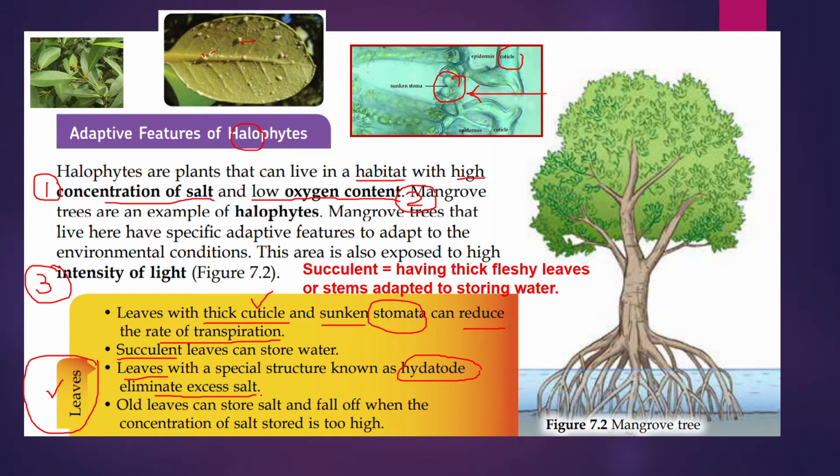terlampau banyak garam. Okay, meanwhile, the old leaves can store salt and fall off when the concentration of the stored salt is too high. Okay, daun-daun yang sudah tua itu kalau dia terlampau banyak kandungan garam, dia sendiri akan gugur. Another means for the excess salt to be eliminated from the mangrove tree.